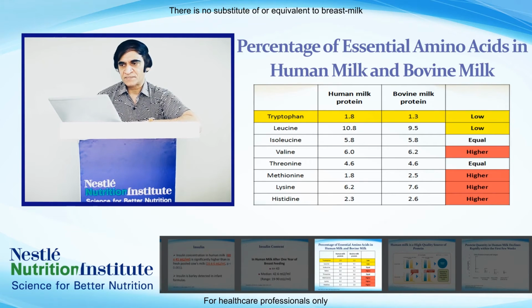This is a slide showing the percentage of essential amino acids in human milk versus bovine milk. We can see tryptophan content in human milk is higher than in bovine milk. In bovine milk, the tryptophan content is low. Leucine content in bovine milk is low. On the other hand, the methionine, lysine, and histidine in bovine milk are much higher than in human milk.